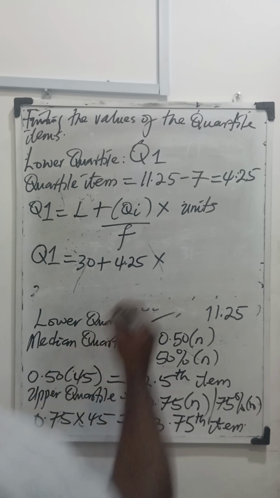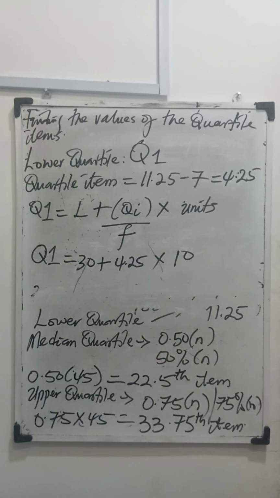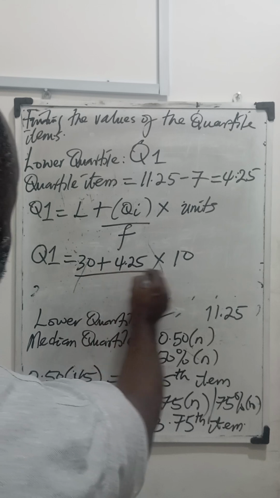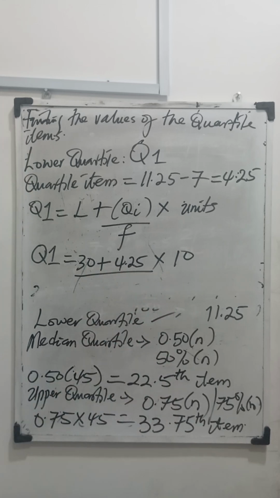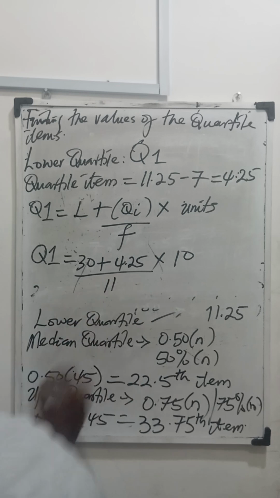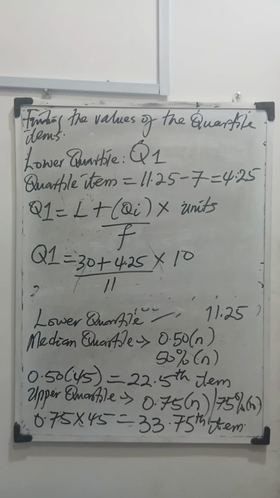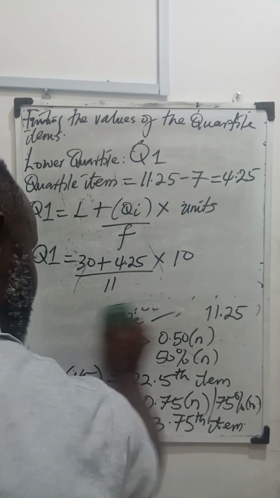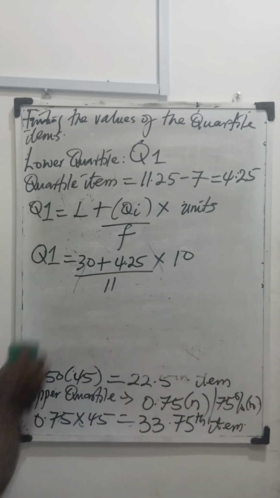So the unit is what? 10. Did you see that? The unit is 10. So what is the frequency? The next frequency from the table is what? The next frequency, we are working with 21 to 30. So the next frequency is 11. Did you get that too? The next frequency is 11. Always look at the table very properly.